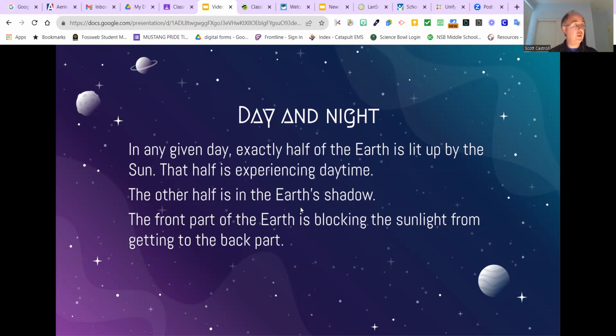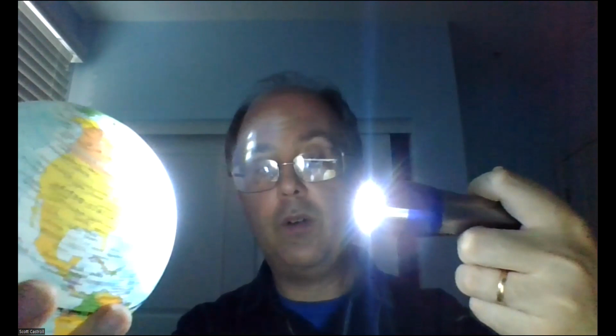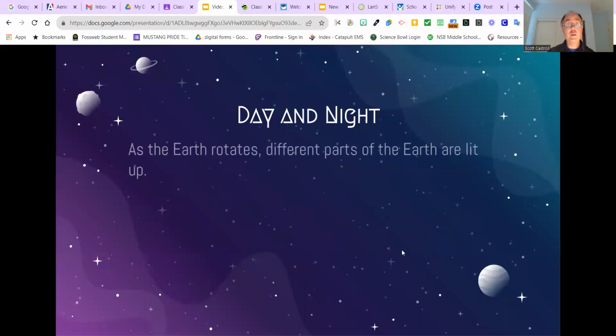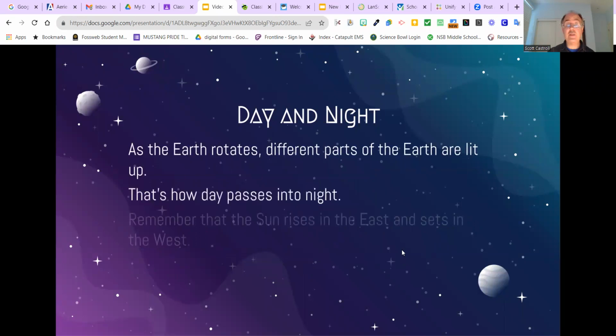So you can see it right here. Here I've got the Earth. Here I have the sun. And as you can see, half the Earth is lit up and half the Earth is in darkness. As I rotate, different parts of the Earth light up, and you can see the half that's lit up. As the Earth rotates, different parts of the Earth are lit up. That's how day passes into night.